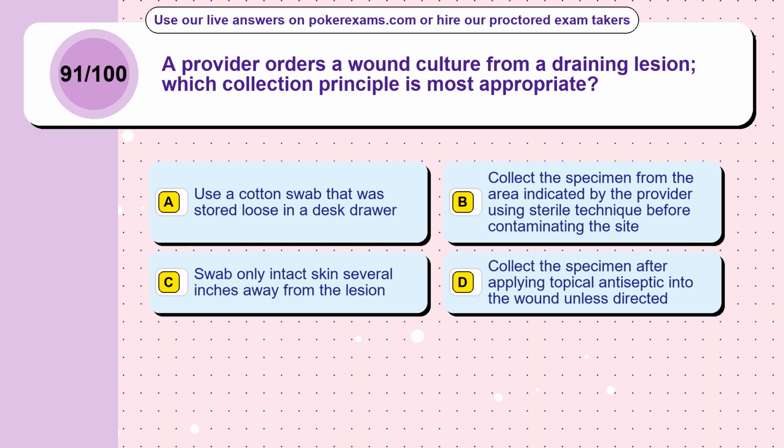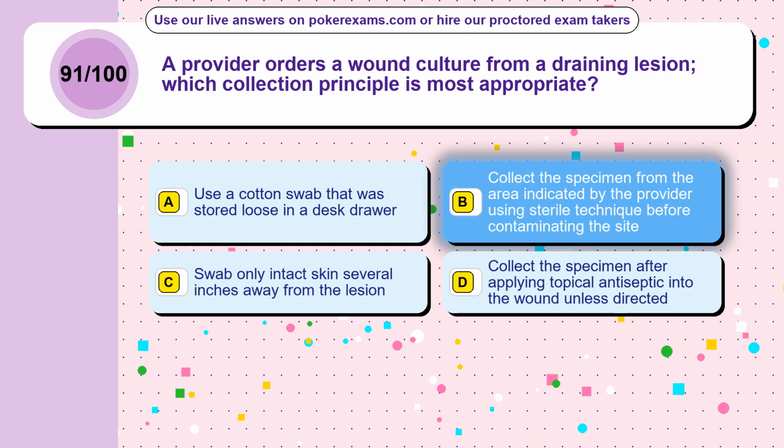Question 91. A provider orders a wound culture from a draining lesion. Which collection principle is most appropriate? Option A. Use a cotton swab that was stored loose in a desk drawer. Option B. Collect the specimen from the area indicated by the provider using sterile technique before contaminating the site. Option C. Swab only intact skin several inches away from the lesion. Option D. Collect the specimen after applying topical antiseptic into the wound unless directed.